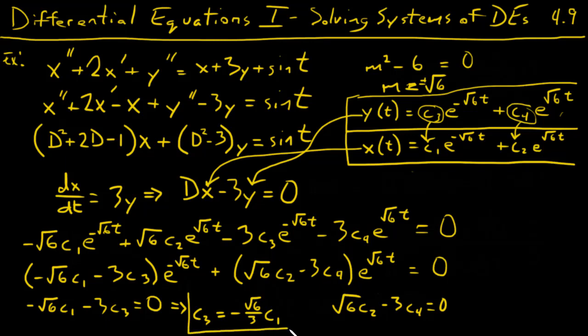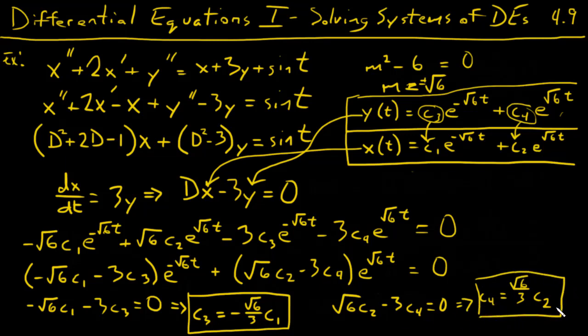So I've got this substitution that I can make. And then for over here, I do the exact same thing, and I wind up with C4 is equal to, well, swing it over, divide out, positive root 6 over 3 C2. Okay? So now that I've solved for my C3 in terms of C1 and C4 in terms of C2, I can now substitute those back into the C3s that are up top.